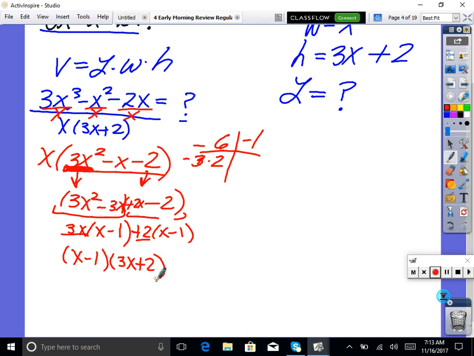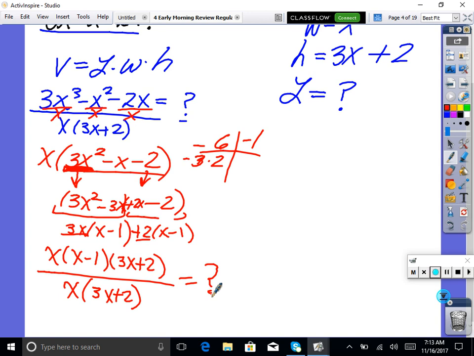So now you'd say, okay, on top, I won't forget that I had an x. I had an x minus 1 and a 3x plus 2. On bottom, I have an x and a 3x plus 2. And that's equal to my question mark, which is my length.